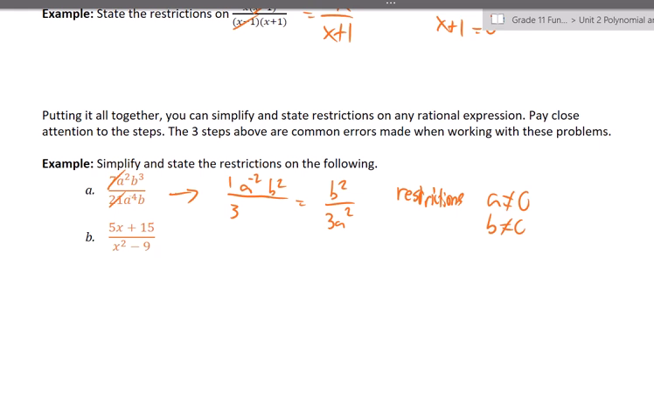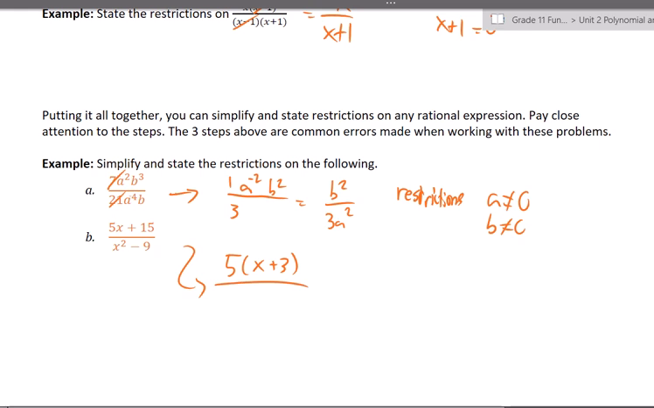On our second example here, we have 5x plus 15 over x squared minus 9. We can do some factoring here. So on our numerator, we have 5x plus 15. We have a common factor of 5. We can factor out 5 there, so that's 5 times x plus 3. And then on the denominator, we have x squared minus 9, a difference of squares. So we need two values that multiply to 9. So that's x minus 3, x plus 3.